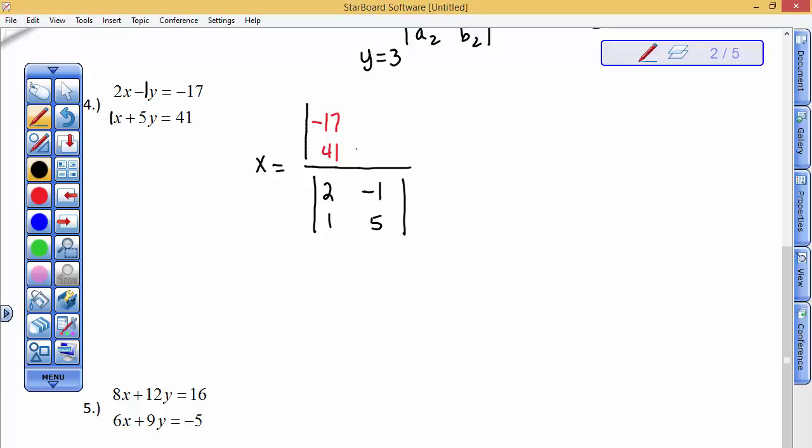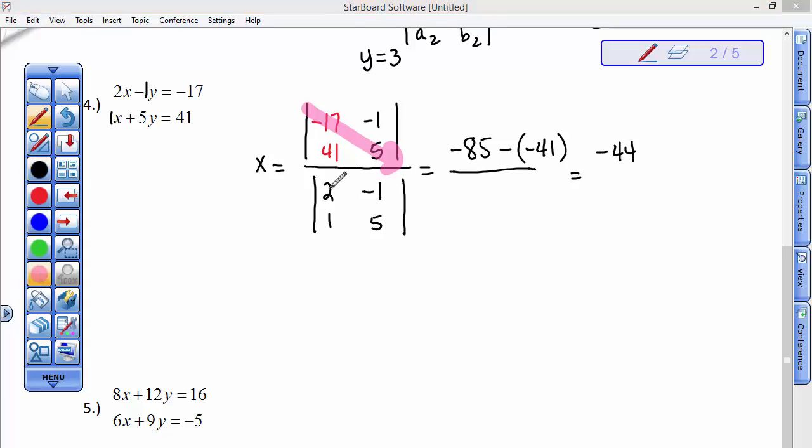Let's go ahead and do this fairly quickly. I don't want to make this too long. So a negative 17 times 5 is, I think, a negative 85. And then I'm going to subtract a negative 41 because that's this product, which means to add 41. That's going to be a negative 44. Here I have 10, and I'm going to subtract a negative 1, which means I have 11. So my solution for x is a negative 44 over 11, which is negative 4.